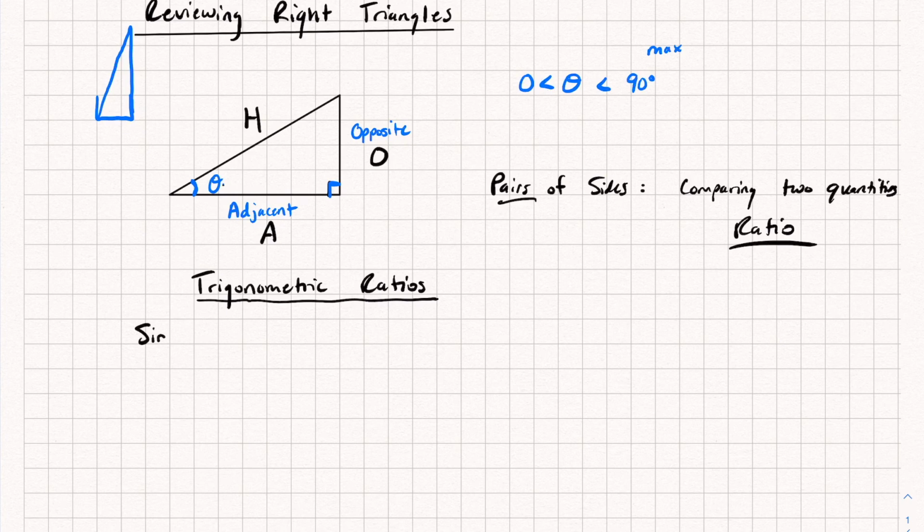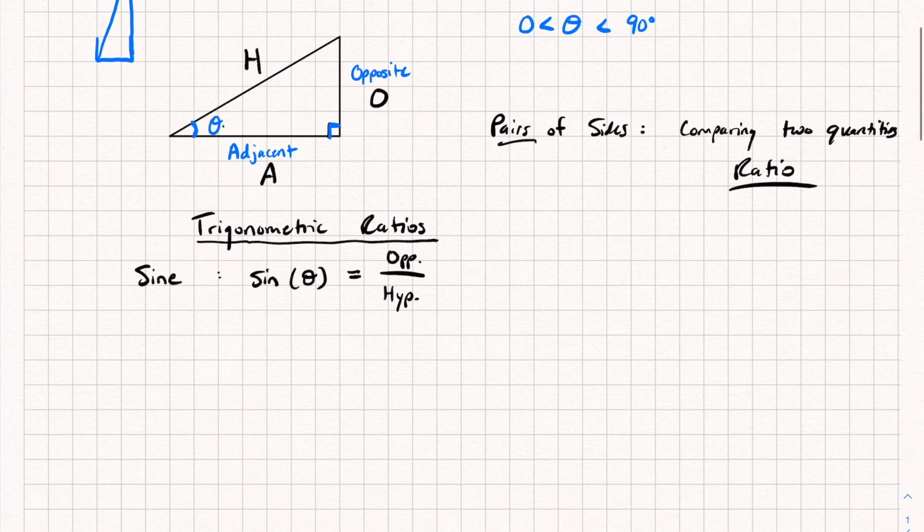The first one is called sine. It is abbreviated by SIN. And when you want to find sine of a specific angle, you are taking the opposite side and dividing it by the hypotenuse. And so it's looking at specifically the relationship between those two sides for specific angles.